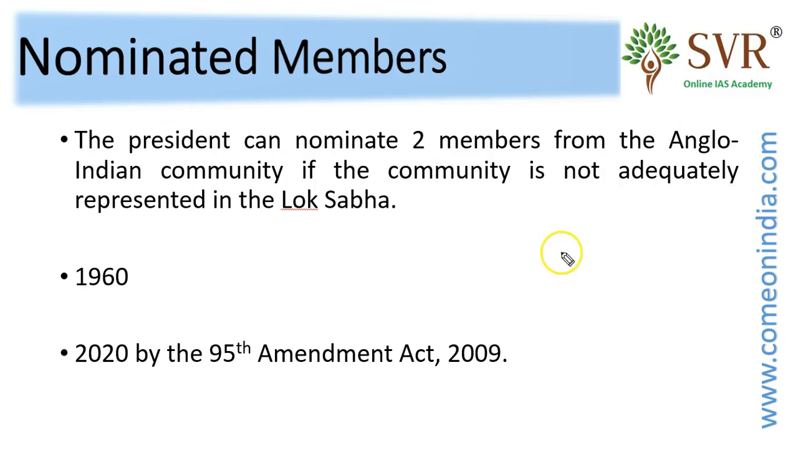At the commencement of the Constitution, that is in 1950, it was stated that this procedure of nominating persons to the Lok Sabha had to be stopped 10 years after the commencement of the Constitution. That is, the procedure was to be implemented only up to 1960. But this process kept on continuing. Finally, the 95th Constitutional Amendment Act of 2009 provided that this process of nominating 2 members of the Anglo-Indian community to the Lok Sabha should continue up to 2020. This is provided in the 95th Constitutional Amendment Act of 2009.